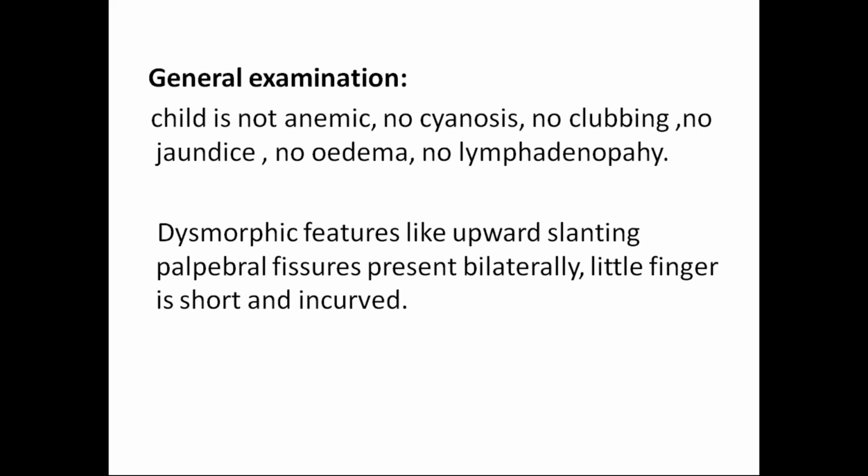Child is not anemic, no cyanosis, no clubbing, no jaundice, no edema, and no lymphadenopathy. Okay. Dysmorphic features like upward slanting palpebral fissures present bilaterally. Upward slanting palpebral fissures are present. What do you mean by that? What do you call upward slanting palpebral fissures? What is the name given to upward slanted palpebral fissures? There is a name. Mongoloid faces. Mongolian faces. But this particular feature, I'm asking, what is this particular feature always called? Mongoloid slant, ma'am. So what is anti-Mongoloid slant then?